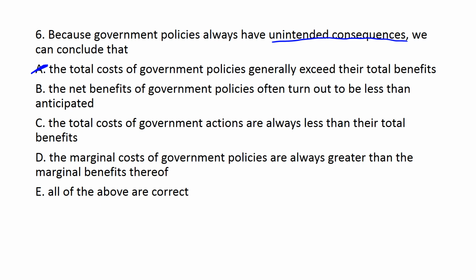B, the net benefits often turn out to be less than anticipated, and that is going to be true, because if your costs are higher than you think they're going to be, that means your net benefits will turn out to be lower than you thought they were going to be. So B is true. C, the total costs of the governments are always less than their total benefits. Again, that may be true sometimes, but not necessarily always. D, the marginal costs of government policies are always greater than the marginal benefits. Again, it's not always greater. Sometimes it might be greater. They're always underestimated, but that doesn't mean to the point where you should never take the action, which is what D is implying. And so all of them are clearly not correct. And so our answer here is B.